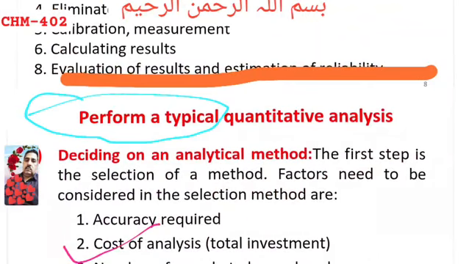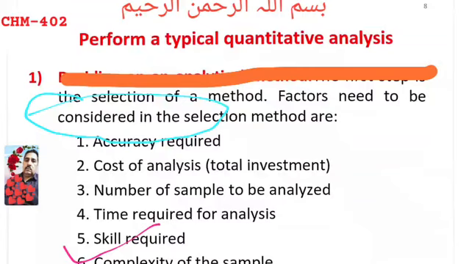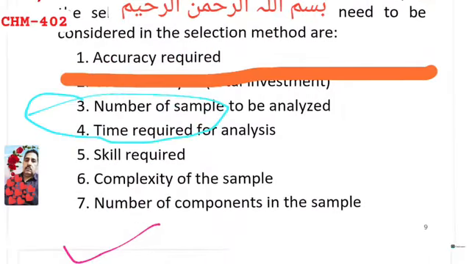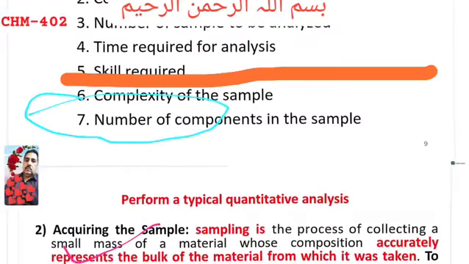Deciding an analytical method. First we decide the analytical method, which is based on how much accuracy is required, cost of total investment, number of samples we have to analyze, time required for analysis, skill required for that analysis, complexity of the sample, and number of components present in the sample. All these parameters determine the method which we utilize in analysis.